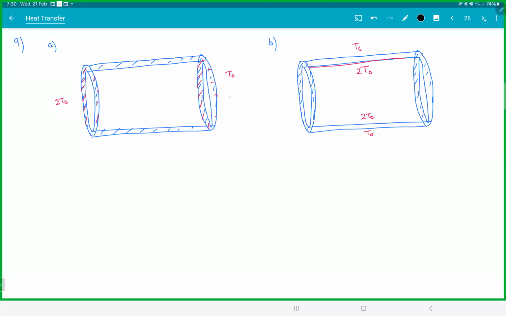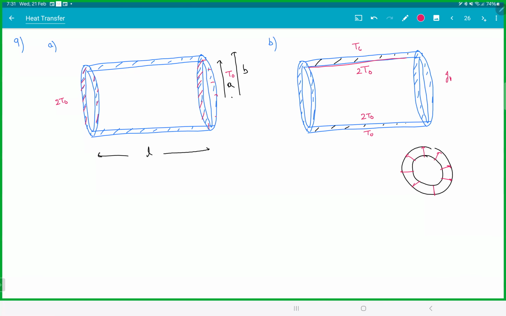So the inner radius is A and the outer radius is B and the length is L. Meaning in the second case, now heat will flow like this. If you look at the side view, heat will flow which way? Radially, right? Heat flows radially from inside to outside. So here the inner temperature is 2T naught. Find R thermal in both the cases. And here this is the length L. Again, here also length should be much, much greater than B minus A.